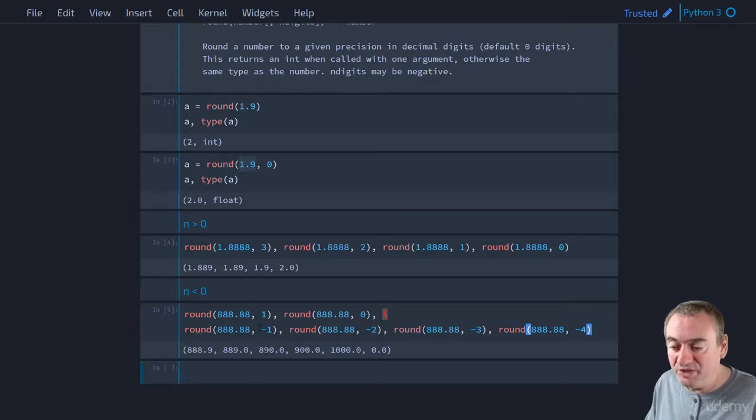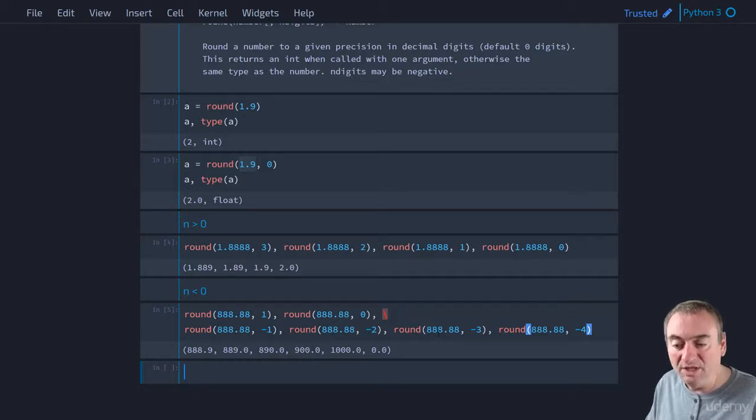Now look here. When we switch to negative numbers, it's rounding this number to the closest multiple of 10 to the 1, which is 10. So it's rounding to the closest multiple of 10. Well, the closest multiple of 10 to this number is 890. This one, it's rounding to the closest multiple of 10 to the negative 2, which is 10 to the 2, which is 100. So to the closest multiple of 100. Well, the closest multiple of 100 to 888 is 900.